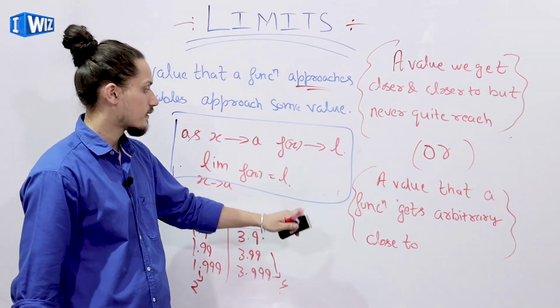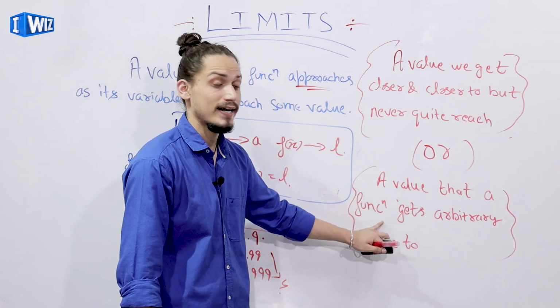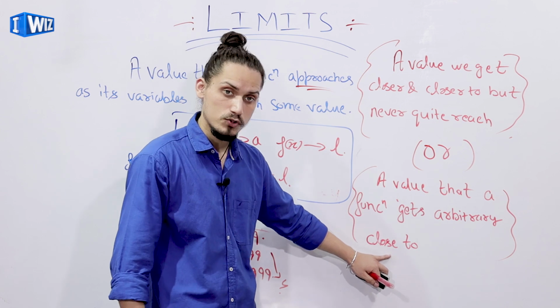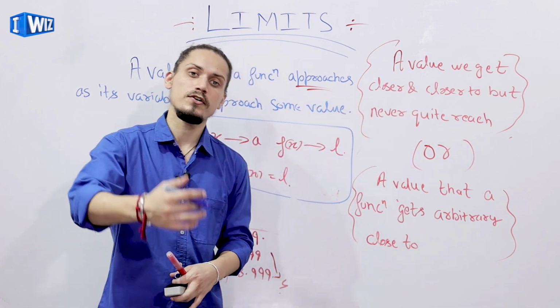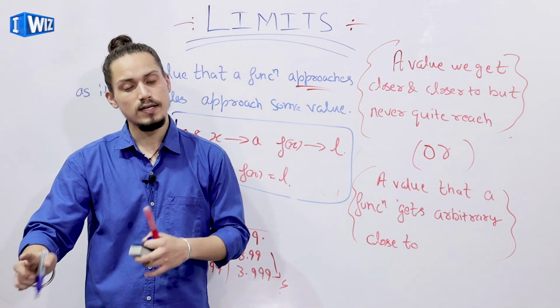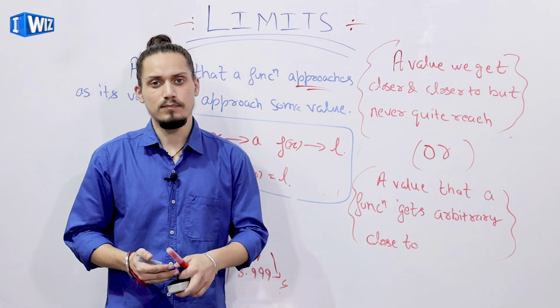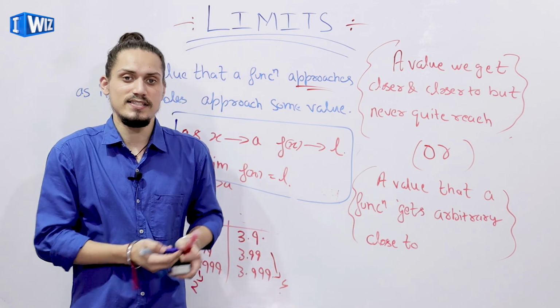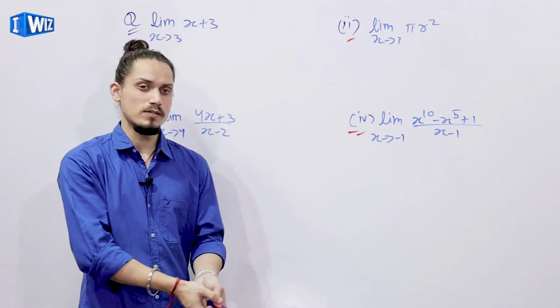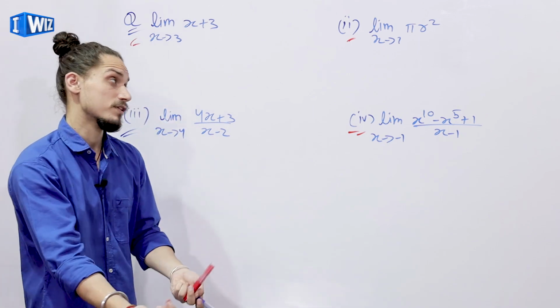Now we know what limits are. A limit is basically a value that a function gets arbitrarily close to, or a value we get closer and closer to but never quite reach. Okay, now let's dig into some examples so we can further understand the concept of limits. We need to find the limit in each of these cases.